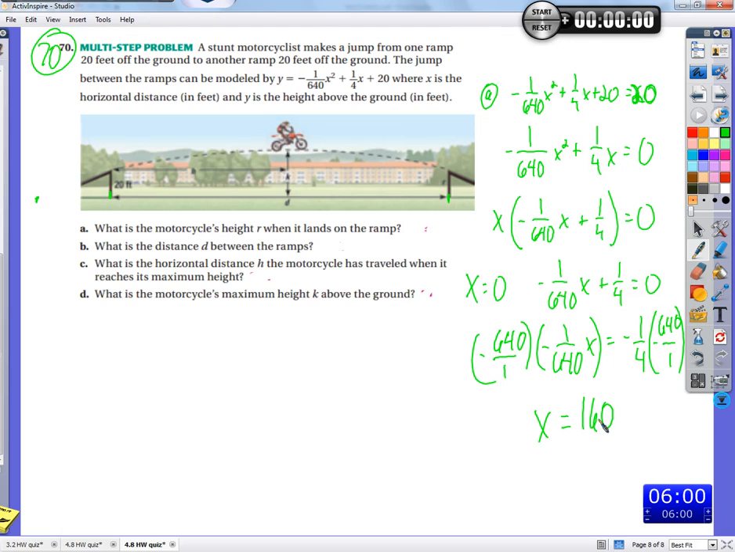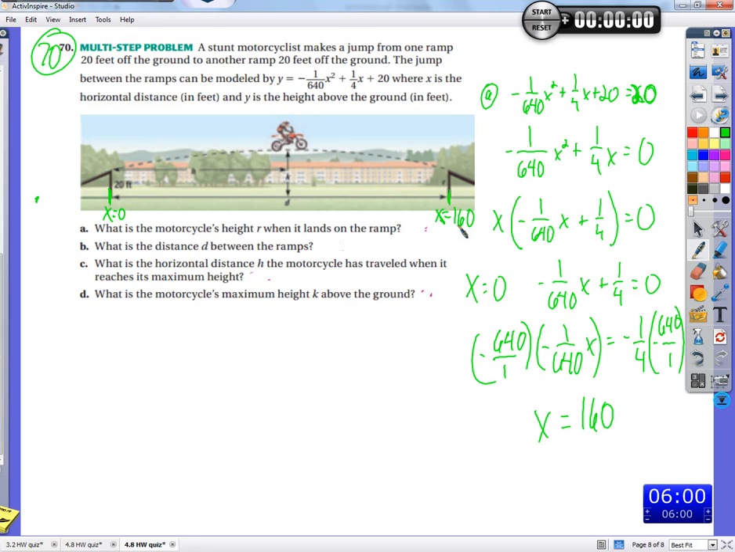So I guess this function is set up so that x equals 0 is right here, and x equals 160 is right here. And so what's the distance between the two ramps? 160.